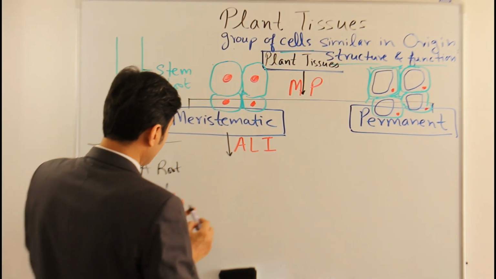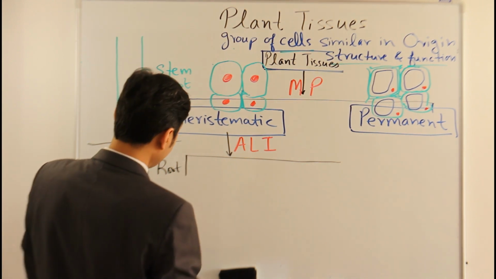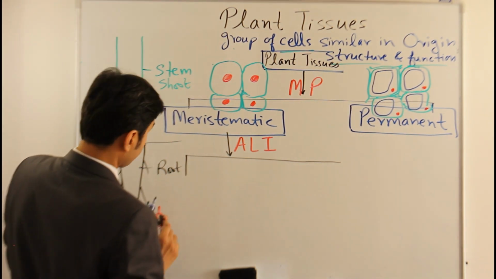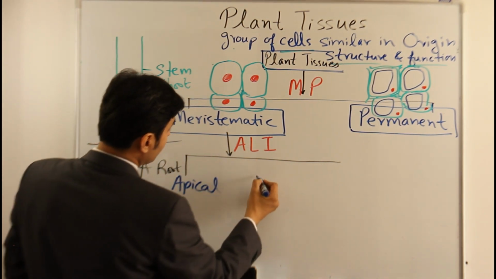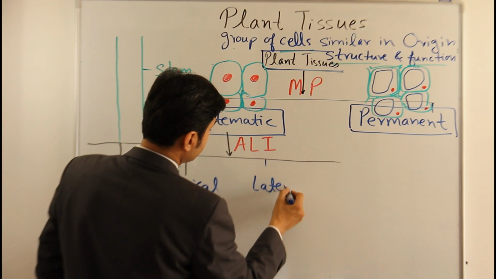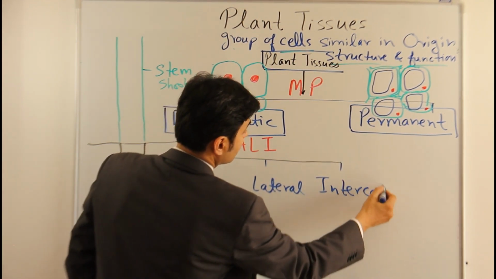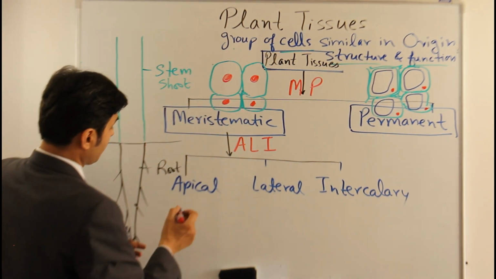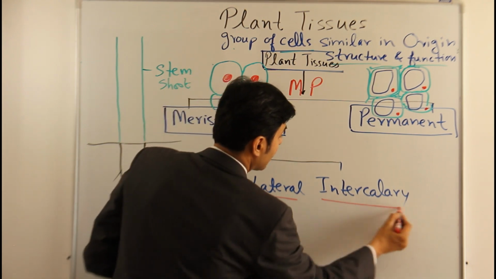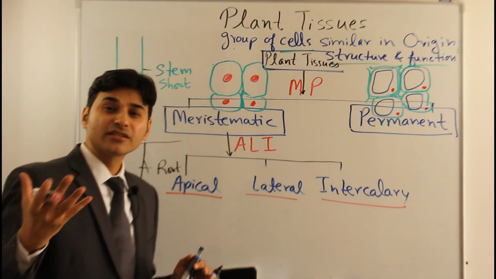Now let me draw here apical, lateral and intercalary. So this A will be apical, L will be lateral, and this I will be intercalary. 3 types, apical, lateral and intercalary. These are the 3 types of the meristematic tissue.